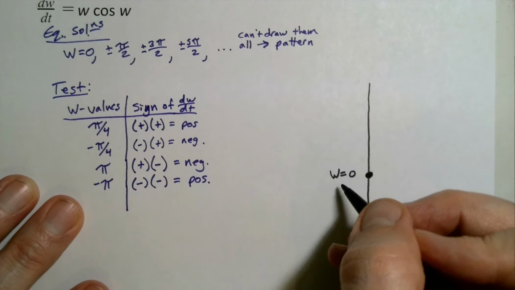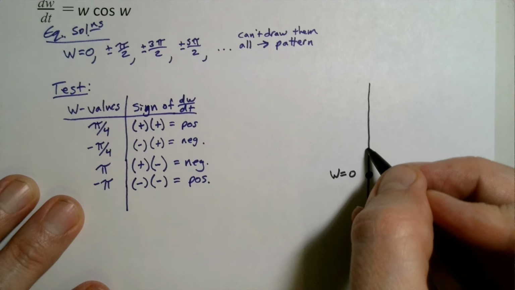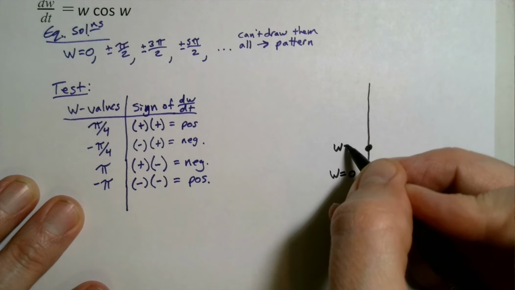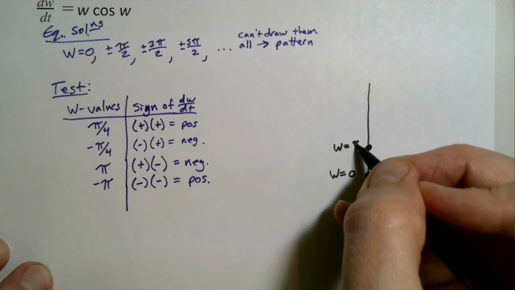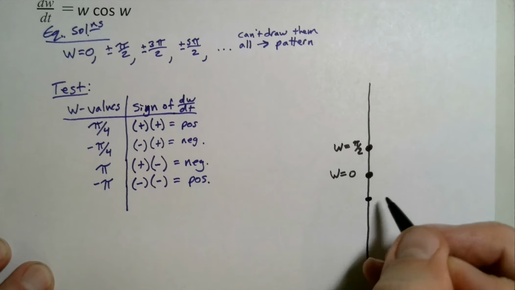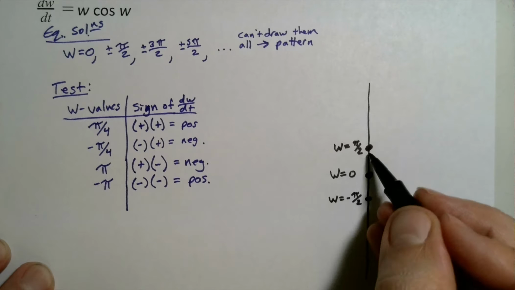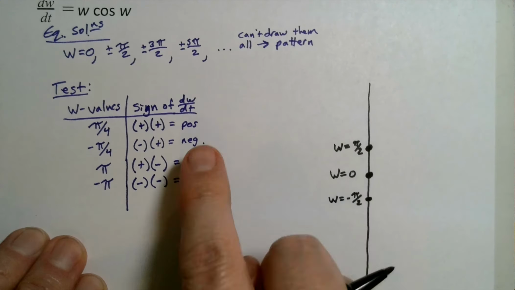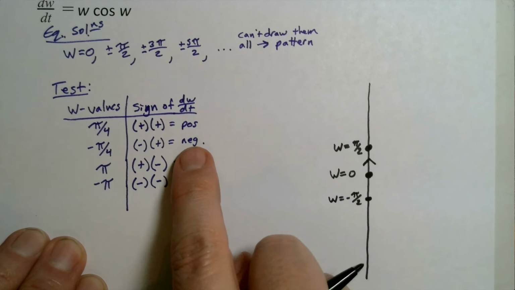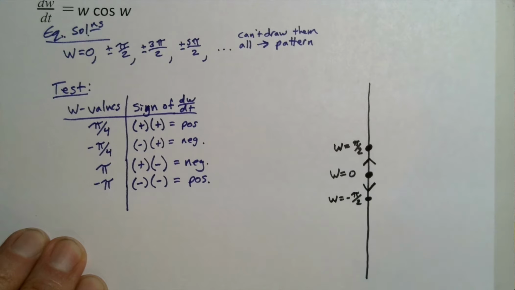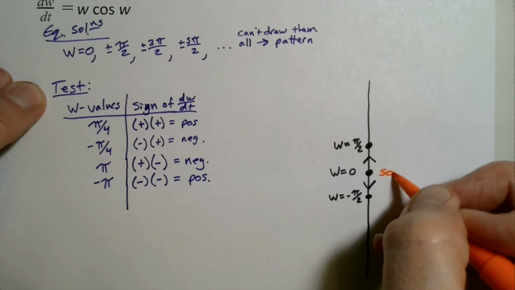And you can call it W1 and W2 and all this stuff, but for our purposes, we're just going to identify these locations. So if we take a look at the next one above that, the next equilibrium solution is pi over 2. And the next one below is pi over 2, but on the negative side of things. And we know that between 0 and pi over 2, it's positive. That's what we get from right here. And between 0 and negative pi over 2, it's negative. So already we can see that in our phase line, W equals 0 is going to be a source.